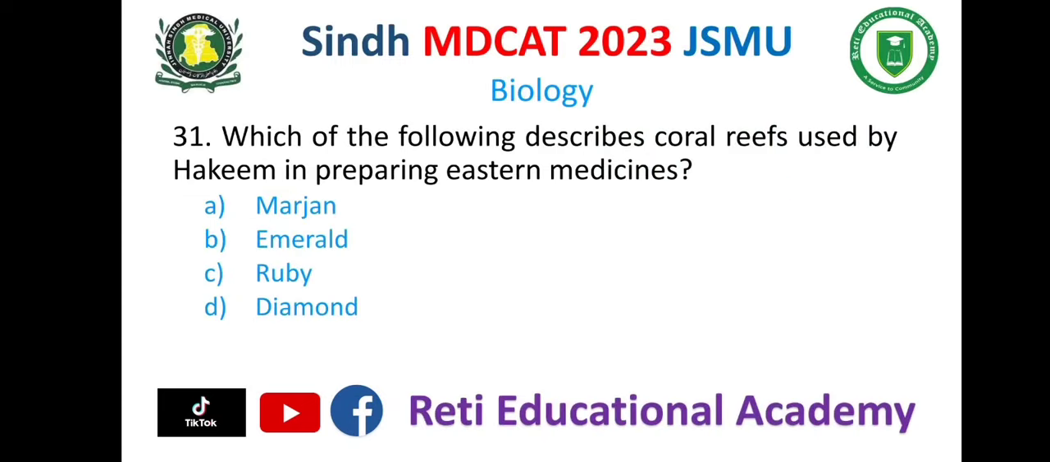Question number 31. Which of the following describes coral reefs used by Hakim in preparing Eastern medicines? And options are A. Marjan, B. Emerald, C. Ruby, D. Diamond. And the correct option is A. Marjan.